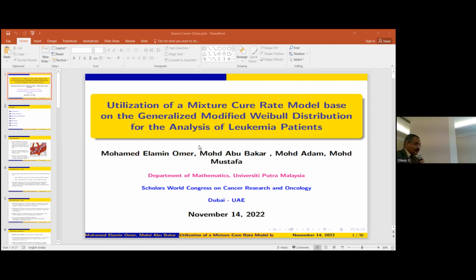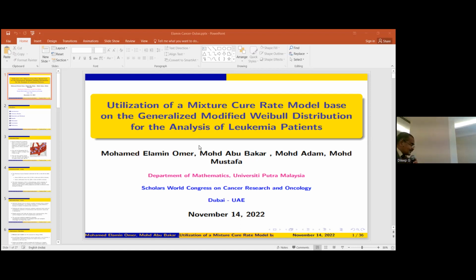Uncured patients are sometimes called susceptible patients. In this study, we focus on leukemia patient data, and we use the generalized modified Weibull distribution, which I denote by GMW, and its particular cases. This distribution has many special cases, and in a few slides I will talk about it a little bit. Why do we use the generalized modified Weibull distribution?